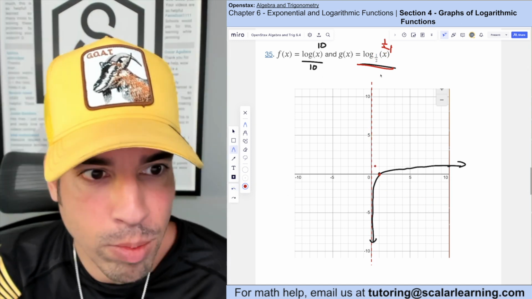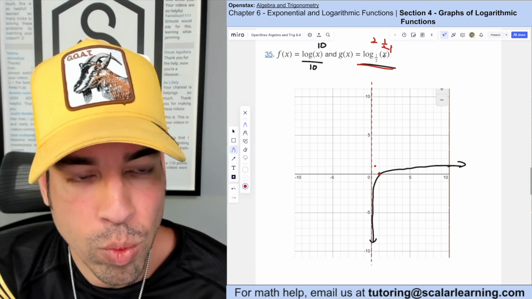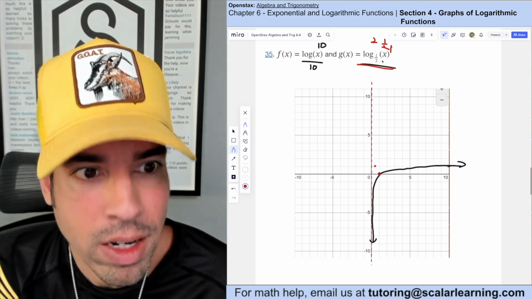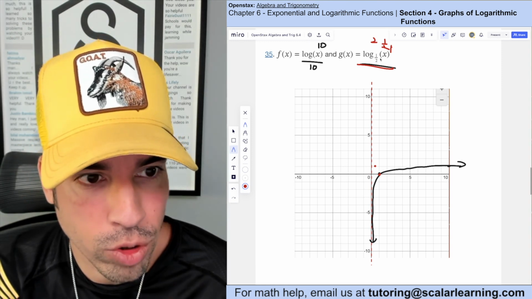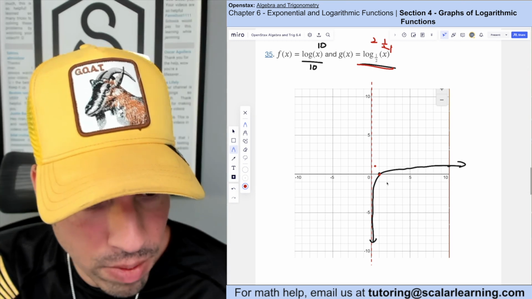But now we're going to get a couple more points. When x is 2, 1/2 to what power is 2? 1/2 to the -1, right? 1/2 to the -1 power equals 2. That means when x is 2, we got a function value of -1.